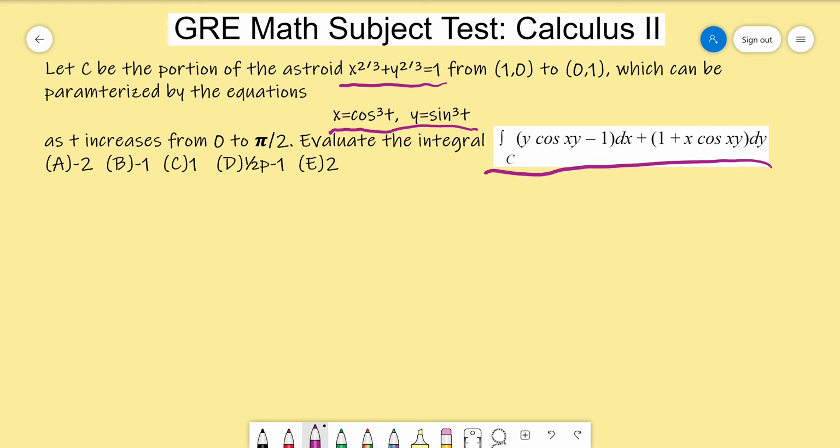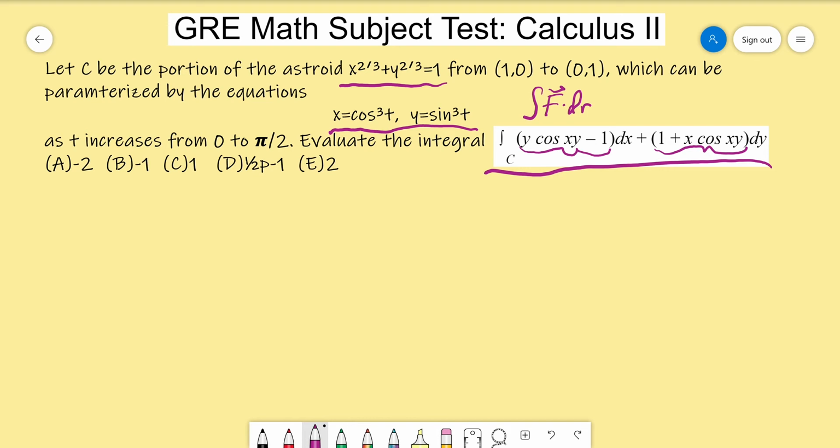And so this question is kind of tricky because what you have to realize is that this integral is equivalent to the line integral of a vector field, if F is a vector field, where this is the first element of the vector field and this is the second element. What you need to do here is to realize that this vector field is actually a gradient field, and then use the potential function to evaluate the integral. And so I'll show you what I mean.